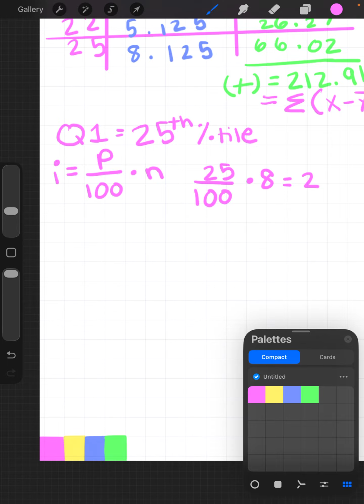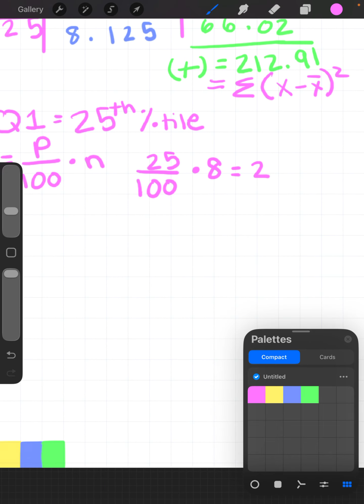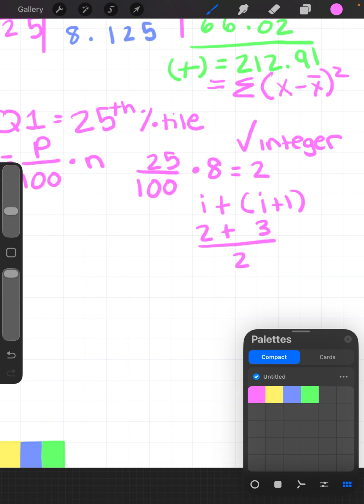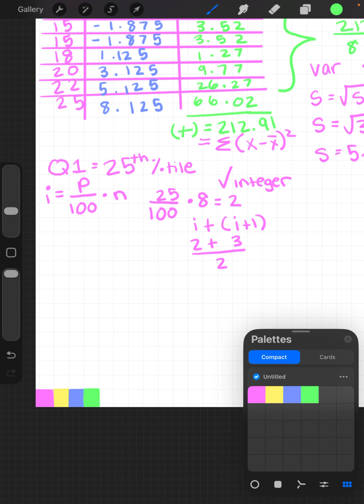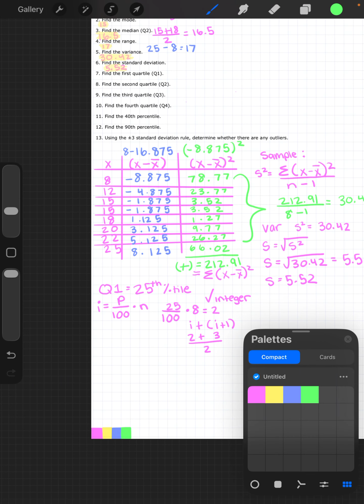2? Yes, it's going to be equal to 2. And since 2 is an integer, it's going to take the second. Well, here, let's do this. I plus 1. In this case, it's going to be 2 plus 3 divided by 2. And 2 and 3 is going to talk about the position.